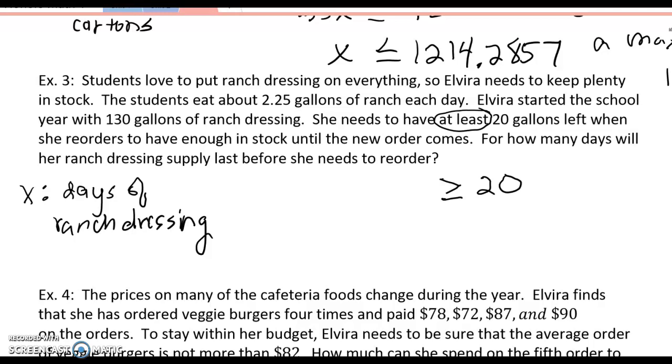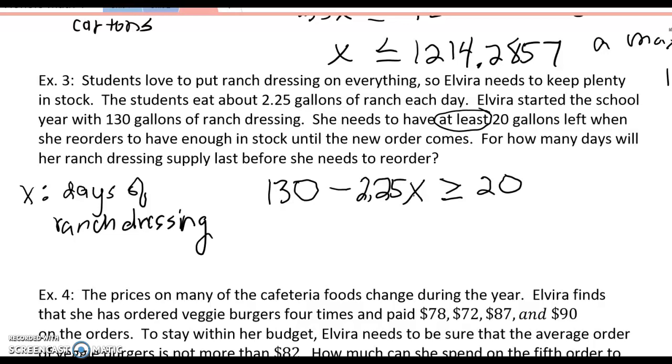All right, so we need to figure out an expression that represents how much ranch dressing was consumed. Well, we started off with 130 gallons of ranch dressing at the beginning of the school year. And if students are consuming 2.25 gallons of ranch each day, so that's the consumption, that means our 130 gallon supply we started off with is going to shrink. So we're going to subtract, and what we subtract is that 2.25 gallons per day times the number of days that these students are eating ranch dressing.